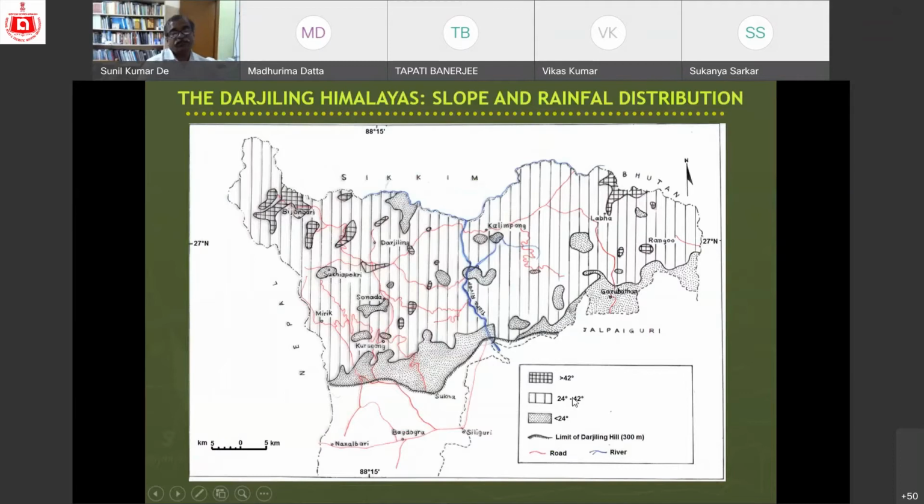And the 24 to 42-degree slope covers the highest part of Darjeeling Himalaya, and the majority of the landslides are taking place in this group. So while the landslides are taking place, either the slope is steeper or the slope is modified due to human activities to construct roads, buildings, and all these things. And these are alluvium deposits, of course with less slope, in Shivalik Himalaya. This is the Shivalik part.